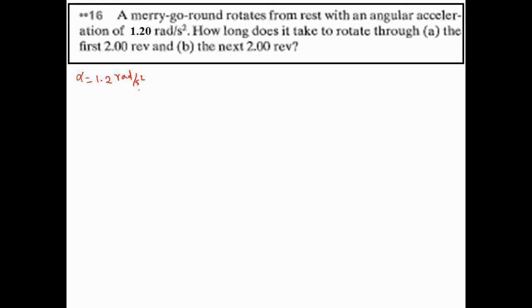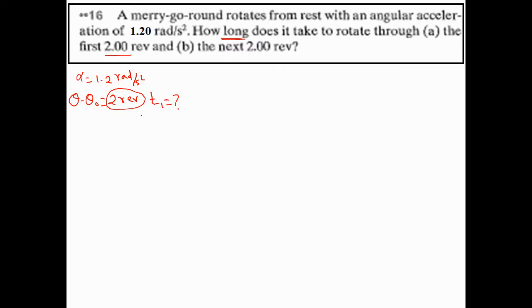How long does it take to rotate through the first two revolutions, and in the second question, the next two revolutions? So how long means they just need the time. Listen carefully. We don't know the time for completing these two revolutions. That means this revolution is referred to as theta minus theta naught, the initial position and final position. For these 2 revolutions, we don't know the time, so we are going to find the time.